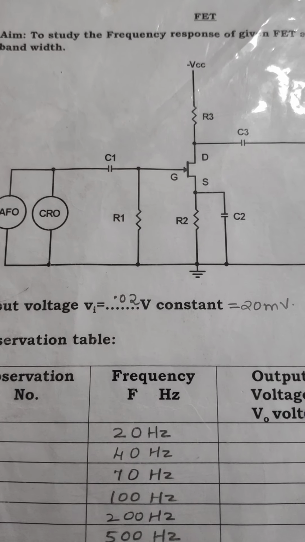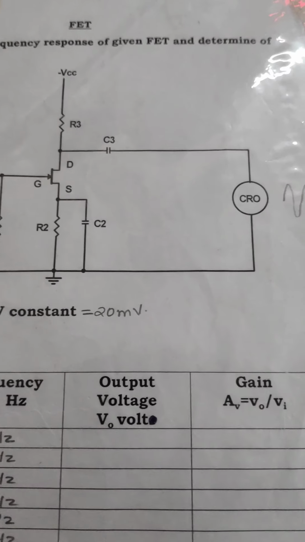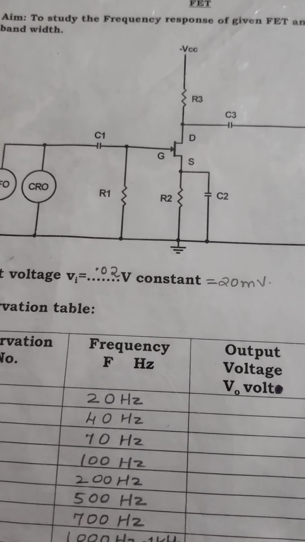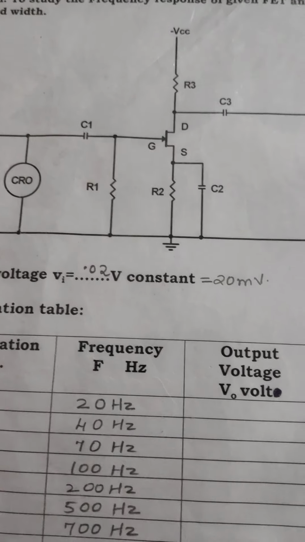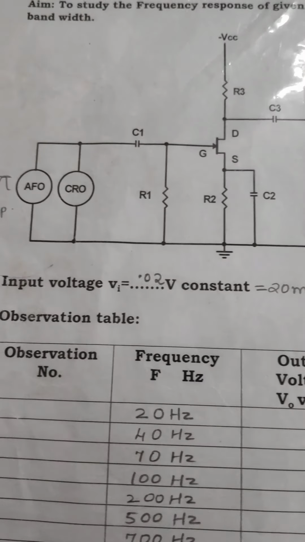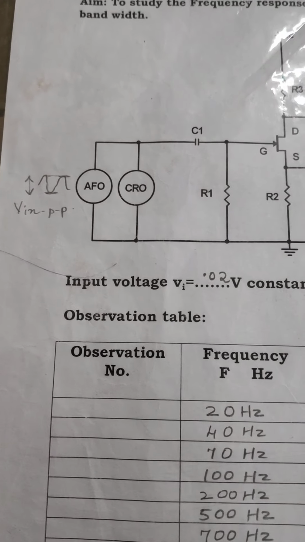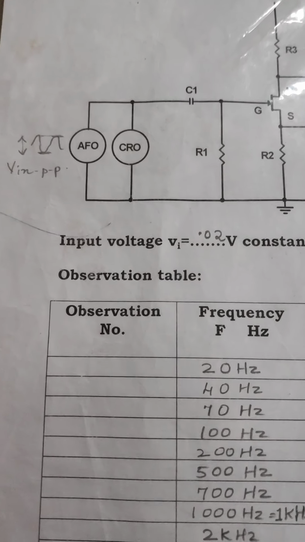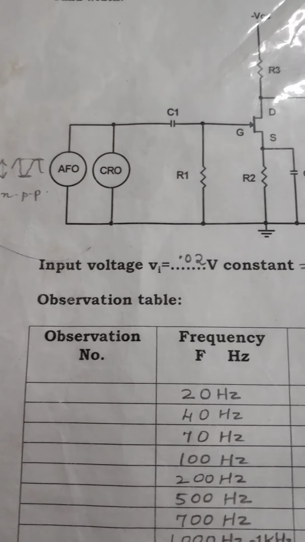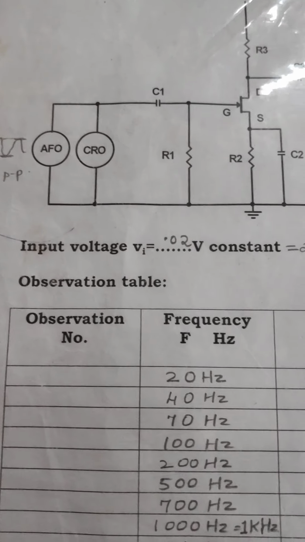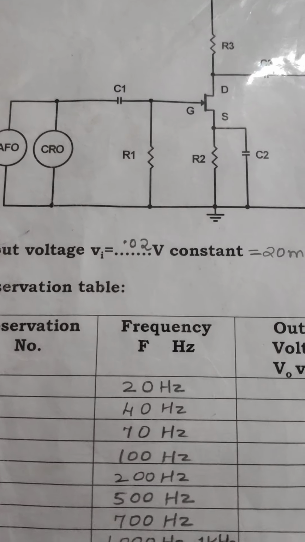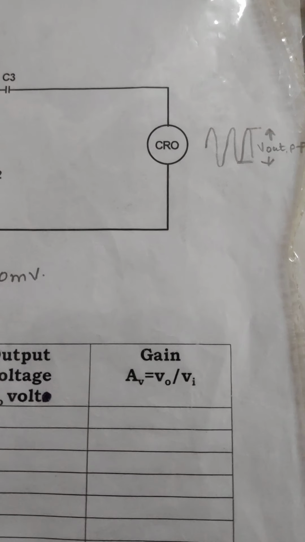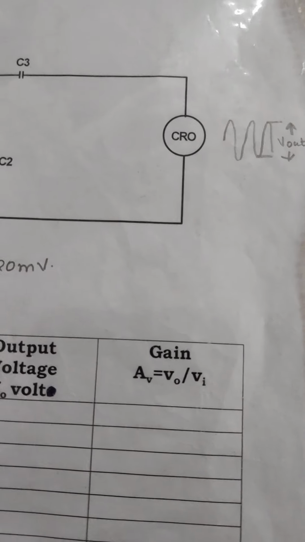Okay, we will study the frequency response of a FET and determine the bandwidth. We have connected the FET in a common source configuration. At the input, we are applying a small signal with the help of the AFO. We are measuring it with the help of a CRO, and at the output also we are connecting a CRO to measure the output voltage.